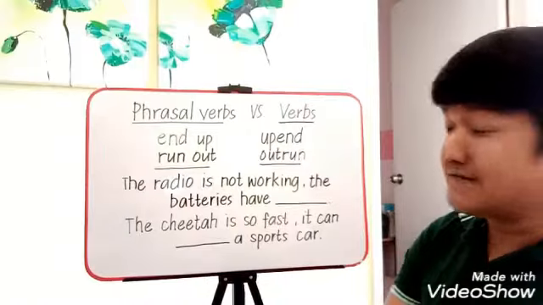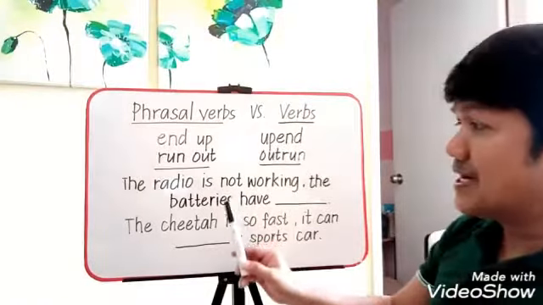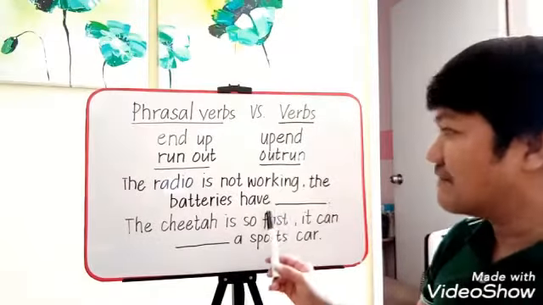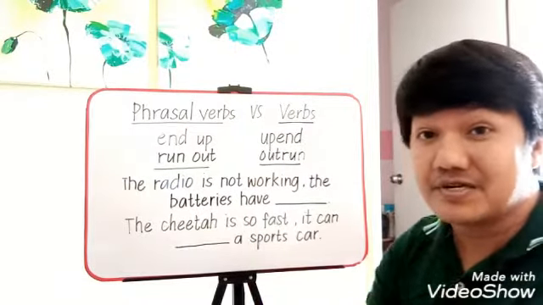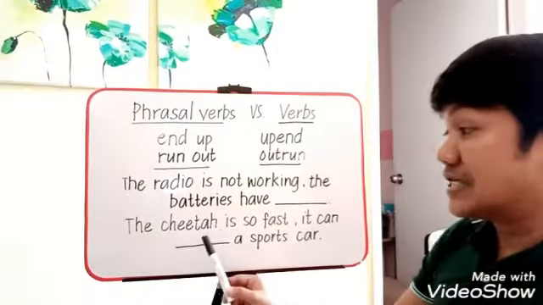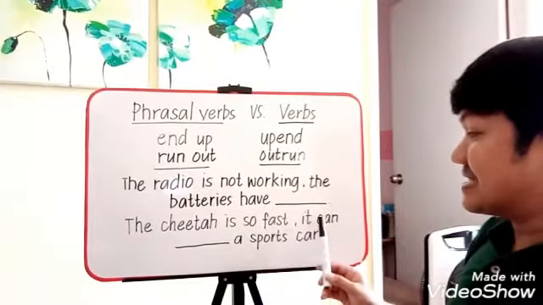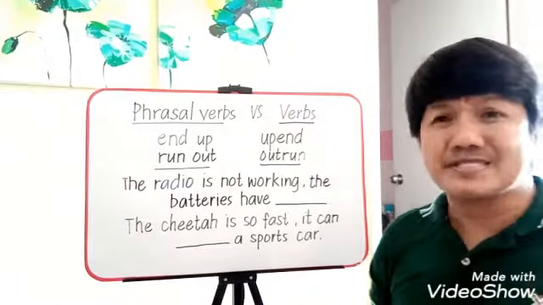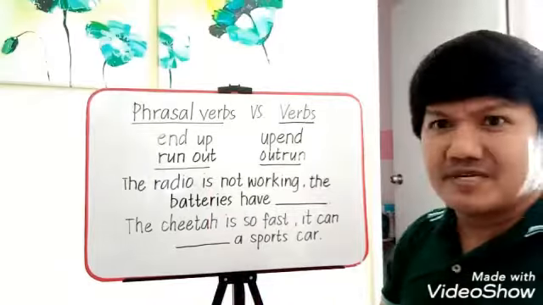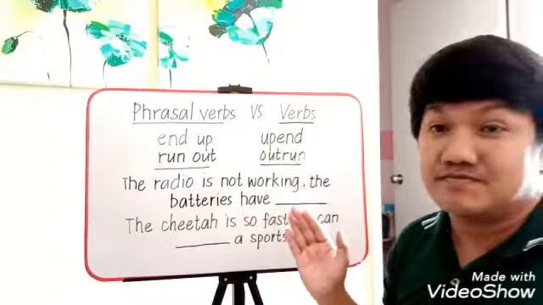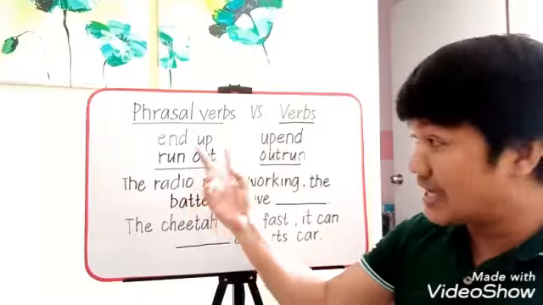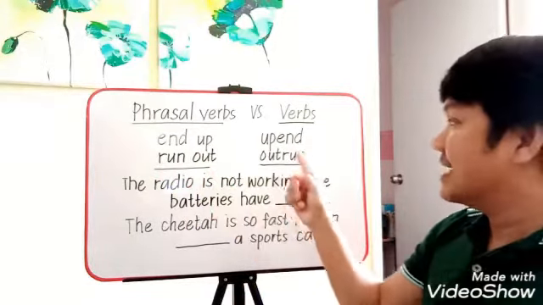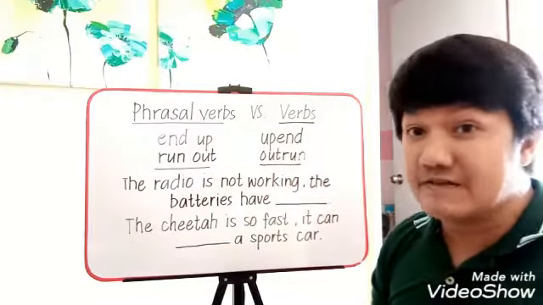Alright, so let's see. If you say, the radio is not working, the batteries have run out, you are correct. The cheetah is so fast, it can outrun a sports car. Alright, so from those sentences, ano kayang ibig sabihin ng run out at saka outrun? Phrasal verbs po to, dahil 2 words, verb and preposition, out, and this one, outrun, is just a single verb.